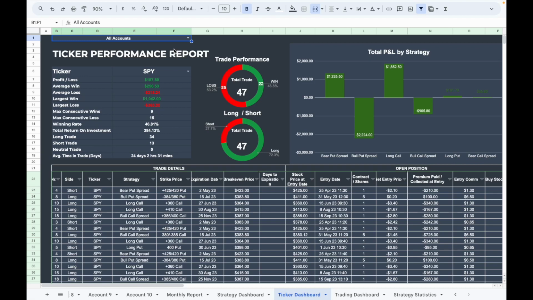You can filter by strategy to find the win rate for a particular strategy when trading a particular stock by clicking on the funnel sign on the strategy. The way to filter is the same as what I have shown you just now on the strategy performance dashboard.